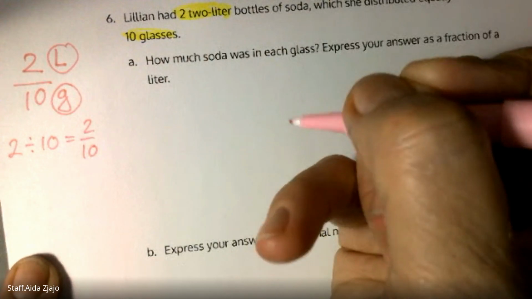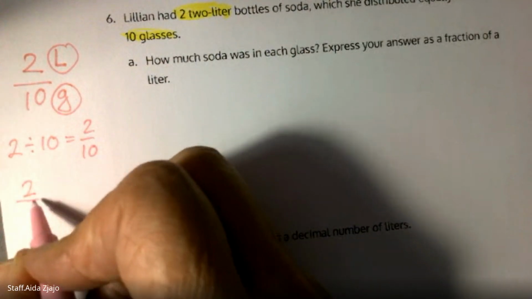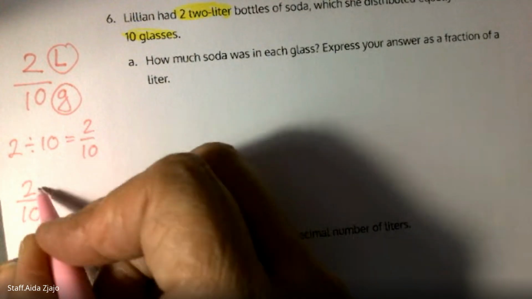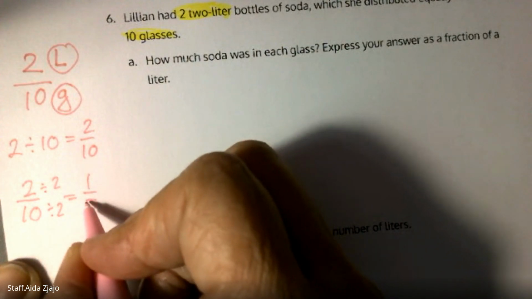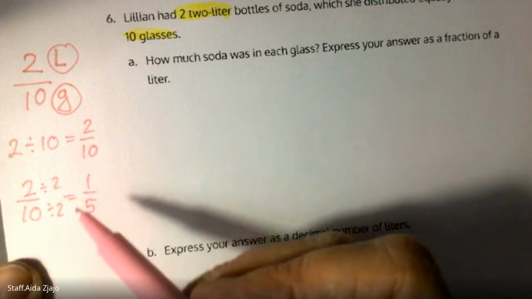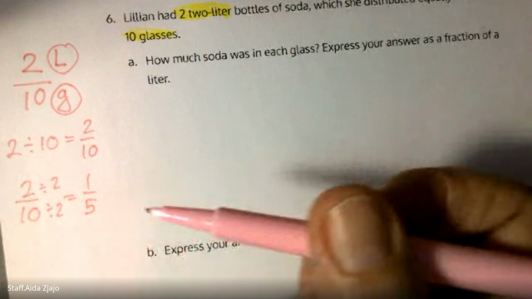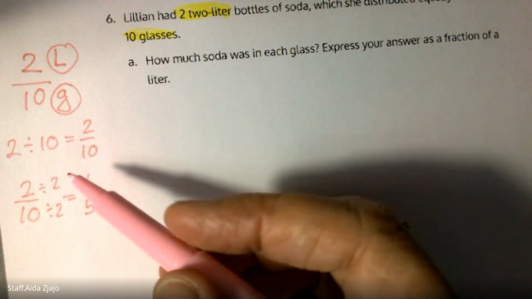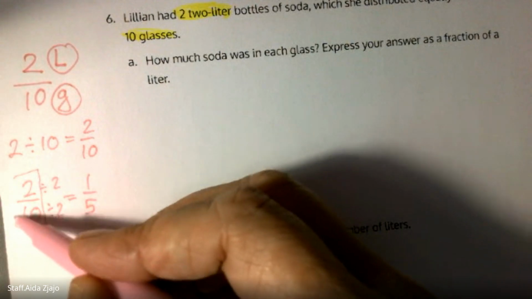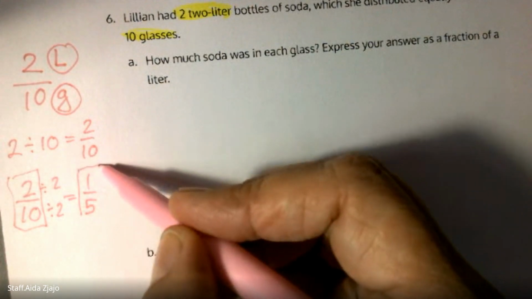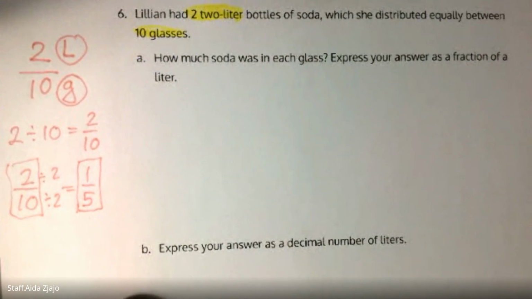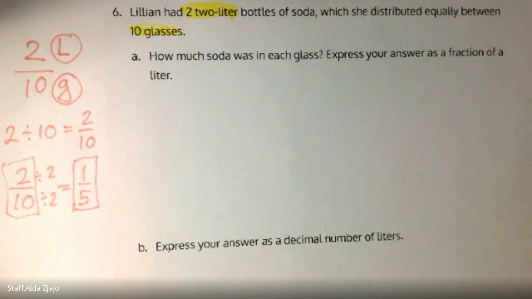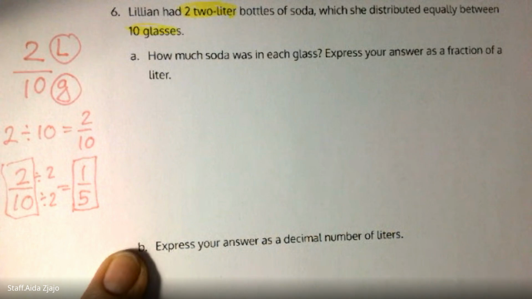But we can also think how we can simplify. We can think about 2 tenths. If I divide by 2, I can make a 1/5 because 2 divided by 2 is 1, 10 divided by 2 is 5. So 2 tenths is 1/5 of the soda will be in each glass. Now, how can we show that? Read, draw, and write. So now we can draw.